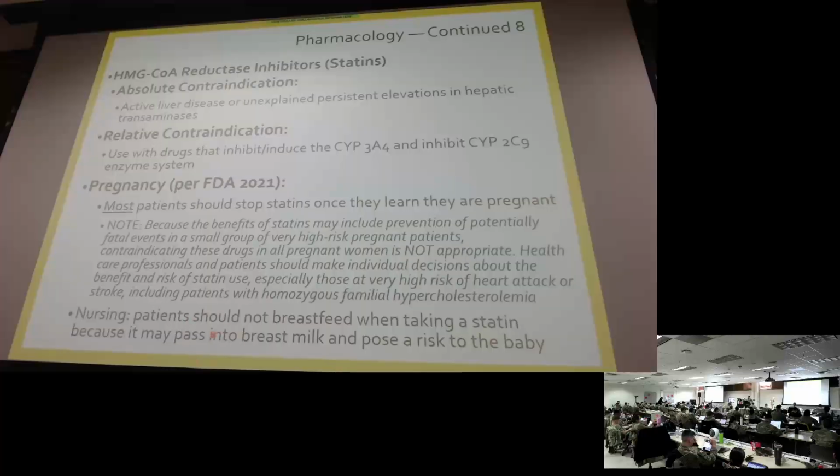And then you see here again, nursing. It can pass into the breast milk. We already said that we don't usually give statins to people who are less than 19, right? It's an off-label indication. So that's why I also tell y'all just say no, okay? If they're pregnant, stay safe. Statin, we're not giving it to them, okay?